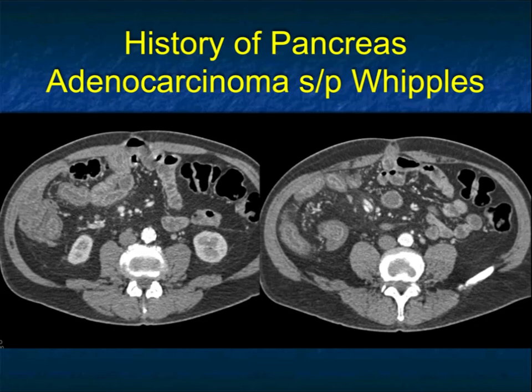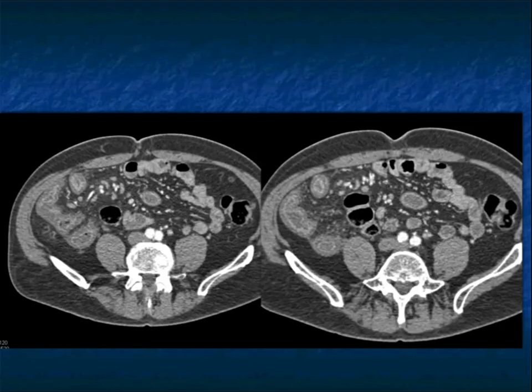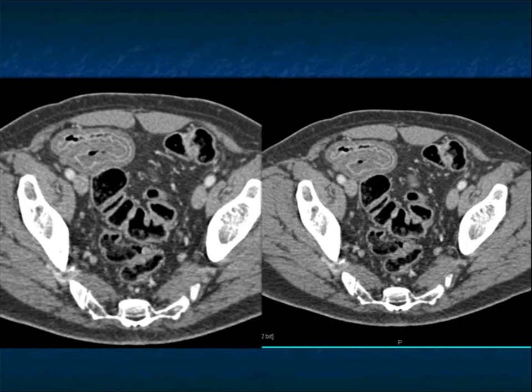Now, this patient had a history of pancreatic cancer, had a Whipple's procedure, and was having abdominal pain. Of course, concern is for recurrence. You see the thickening of the small bowel, particularly distally. You don't have recurrence in the right lower quadrant, but look how thick the bowel loops are. There's haziness in the mesentery. There's a halo effect. You see very impressive bowel wall thickening.